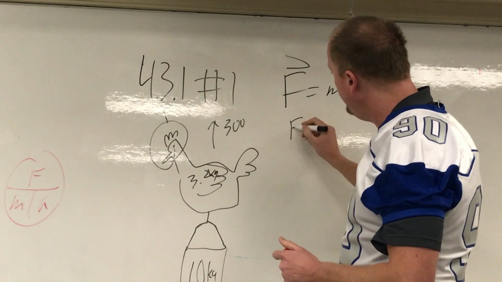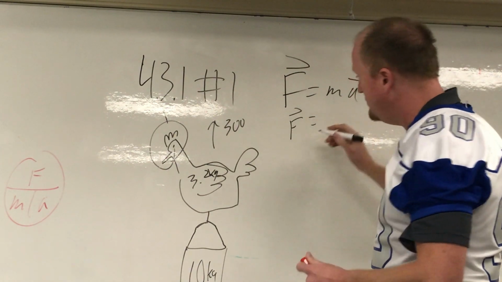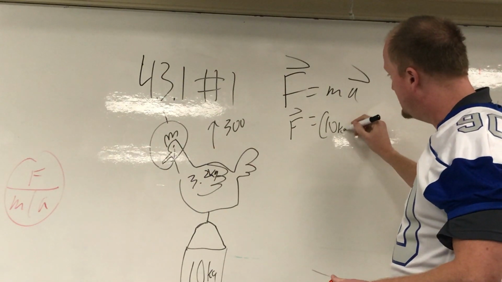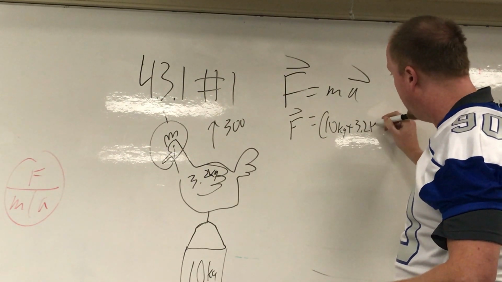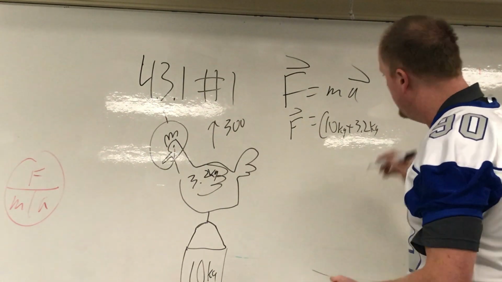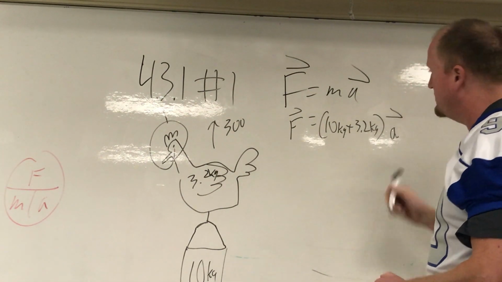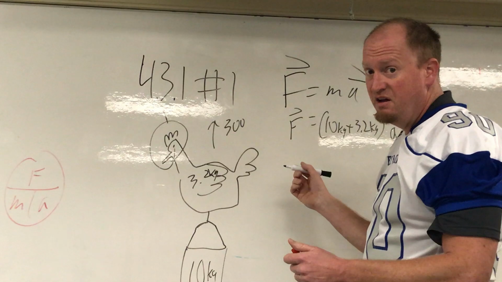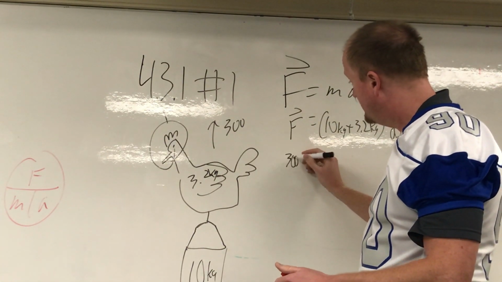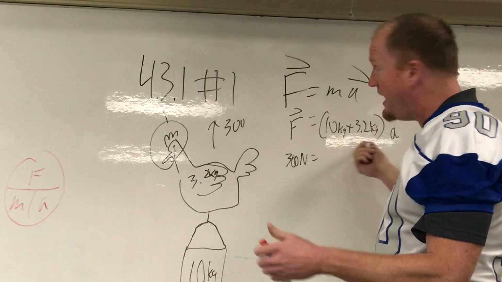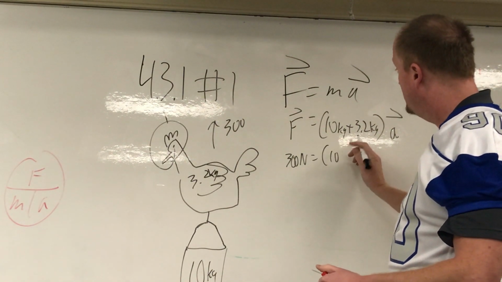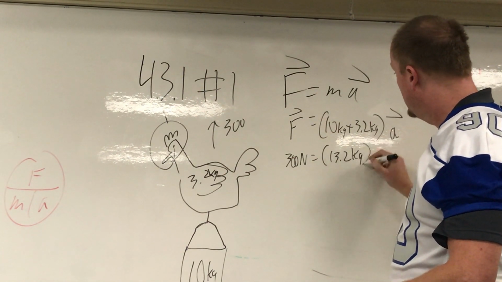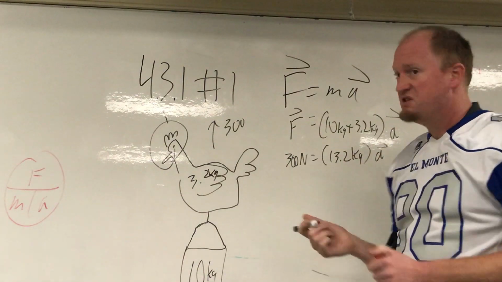So here we go. F equals M, well, my M is going to be the sum of 10 kg plus 3.2 kg, because they're both going up together, times the acceleration. That's what we're finding, right? Force was 300, right? And you're probably thinking, well, that's pretty easy, isn't it? 10 plus 3.2 is 13.2 kg. Multiply that by A, and we're in business.